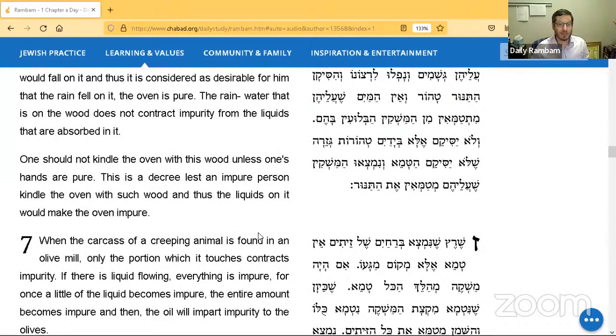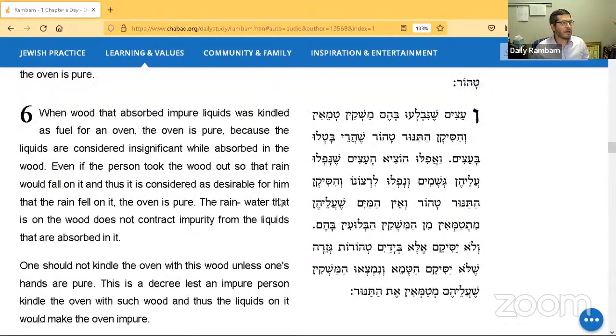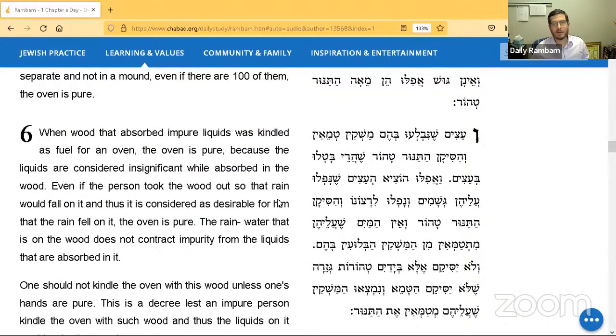So that's an interesting proviso, right? This is a decree lest an impure person kindle the oven with such wood, and thus the liquid on it would make the oven impure. Thus the wood that absorbs liquid, not a problem. But if an impure person touches the liquid that is on the surface of it, that would make it impure, and that in turn would then affect the oven itself.